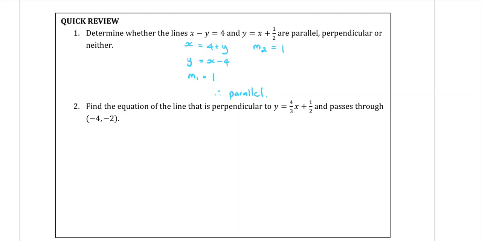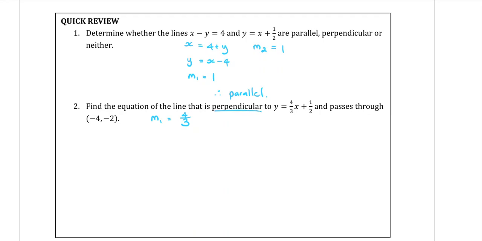Question 2. Find the equation of a line that is perpendicular to y equals 4 over 3x plus a half and passes through the point minus 4, minus 2. So this equation of the line that I've been given here, its purpose is to give me the gradient. The gradient of that line, which is m1, is 4 over 3. That would be the gradient that is parallel to that line.